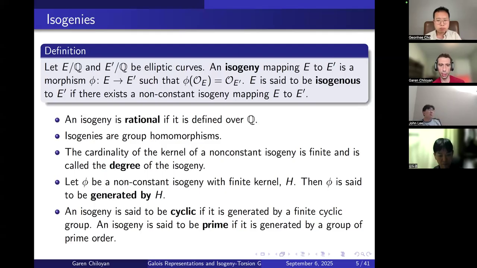So the kernel and the isogeny have a very intimate relation with each other. They're very well described by each other. H, the kernel, and phi, the isogeny, seem to be completely described by each other. And an isogeny is said to be cyclic if it is generated by a finite cyclic group. And it's also called prime if it is generated by a group of prime order. This last point, cyclic and prime, comes up a lot in the isogenies I work with, which is why I made a mention of it.